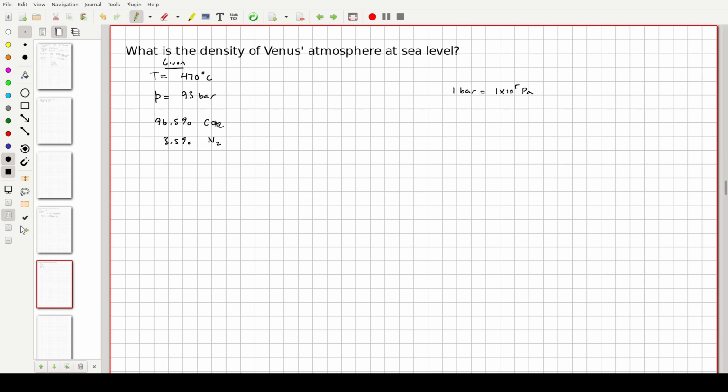All right, we're going to need to do some conversions. Like I said, this is the same thing as 93 times 10 to the 5th pascals. Now, we work in Kelvin. We don't work in degrees Celsius because we're dealing with a temperature and not a change in temperature. So to go from Celsius to Kelvin, all you do is add 273. So 470 plus 273 ends up being 743.